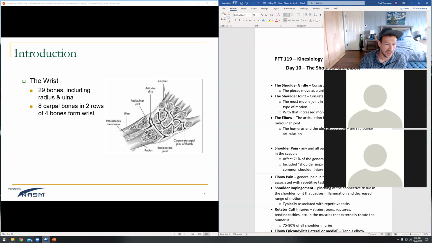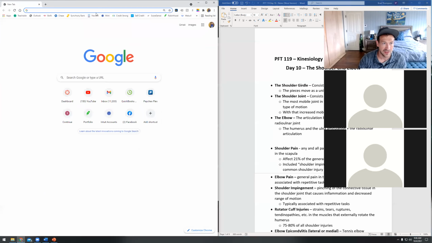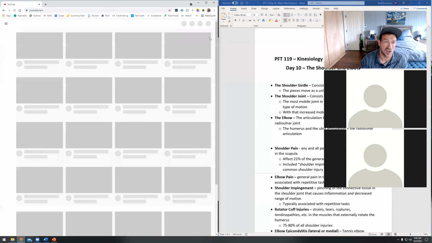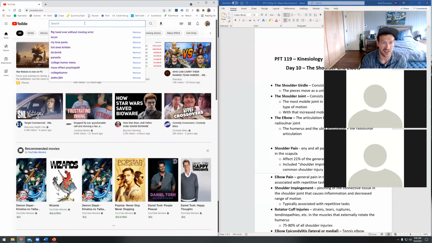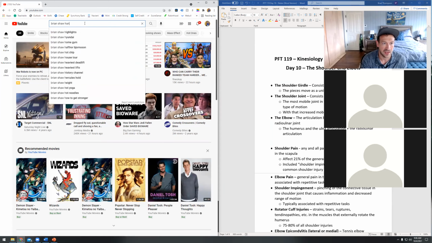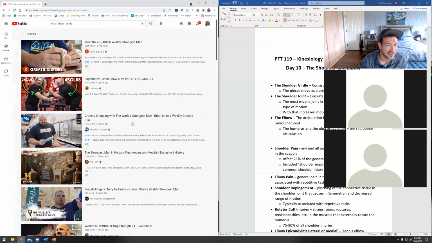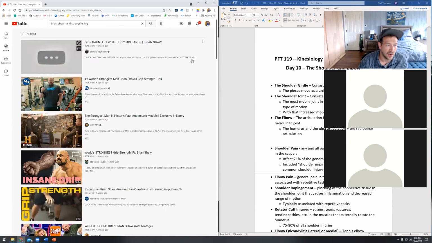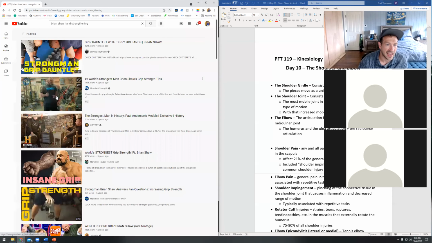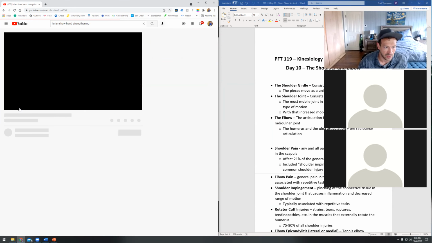If you can. Weirdly enough, I think of a strongman when I think of one of the best demos for this. Brian Shaw has a really good video about this. He's got a really great grip little tutorial here.